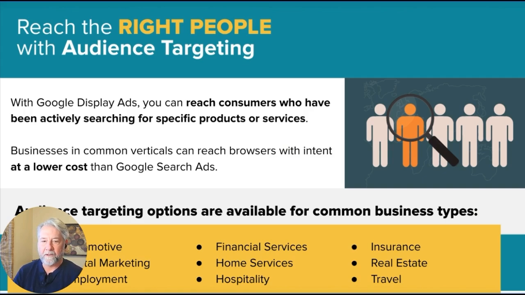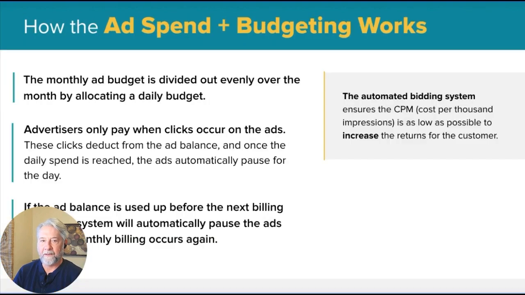There's also audience targeting, people that are actively in market. Google knows an awful lot about you on the internet and your behavior. So you can target for automotive. You can target people that are looking actively for digital marketing consultants or jobs or financial services. So there's some deeper targeting you can do in terms of where they are in their buying cycle.